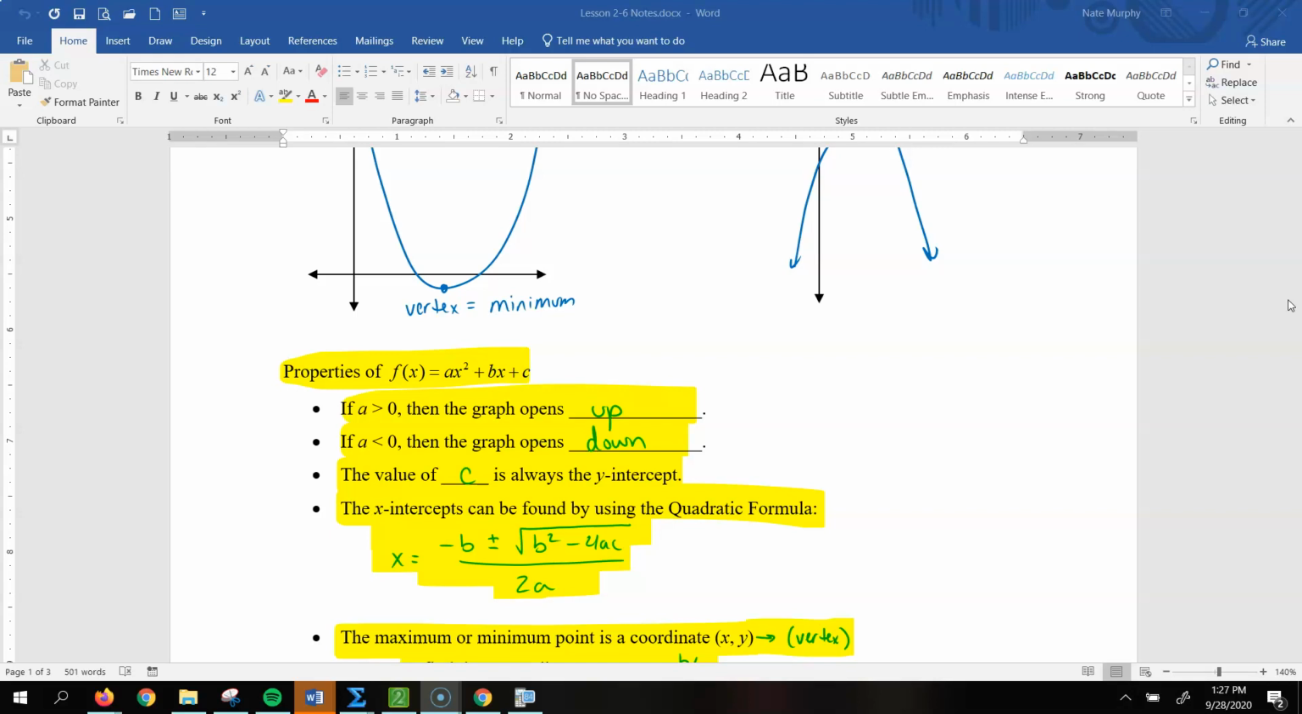That is important. Anytime we have a constant, if we have 2x squared minus 7x plus 3, just by seeing that I can know that my y-intercept would be where y would be 3. And to find the x-intercepts, that's a little bit trickier. That's where we use the quadratic formula.